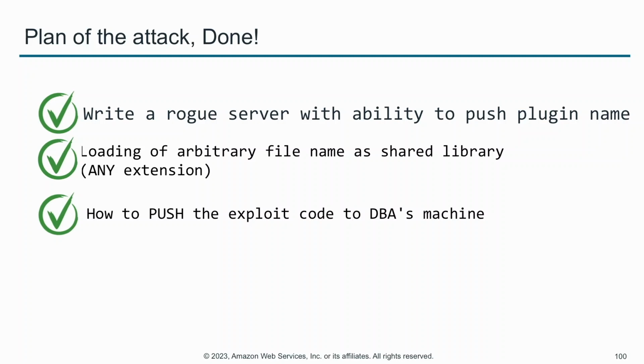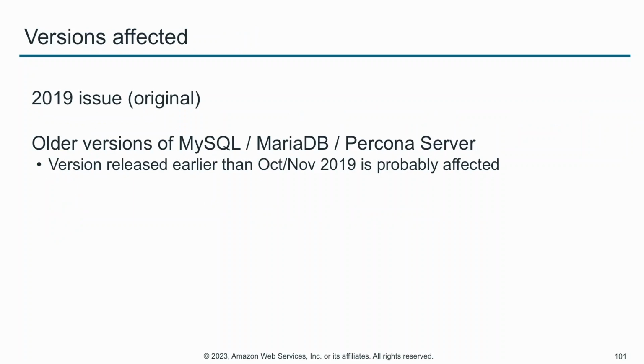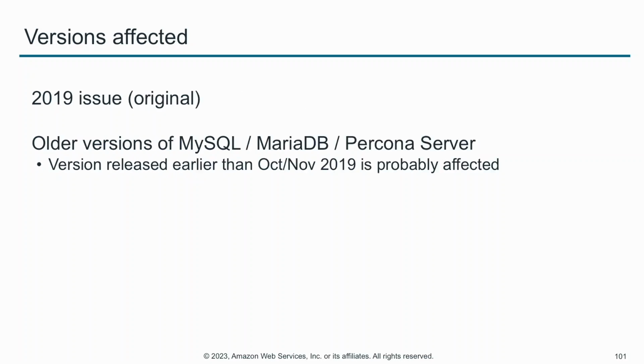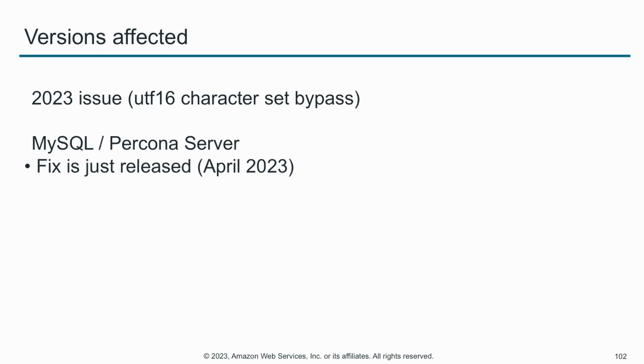So let's recap the vulnerability. 2019 issue: old versions of MySQL, MariaDB, Percona Server earlier than October, November 2019 are affected. Again, this is the client, not the server, that is being affected. 2023 issue: the UTF-16 character set check bypass. The fix was released in April 2023, and you will need to upgrade.